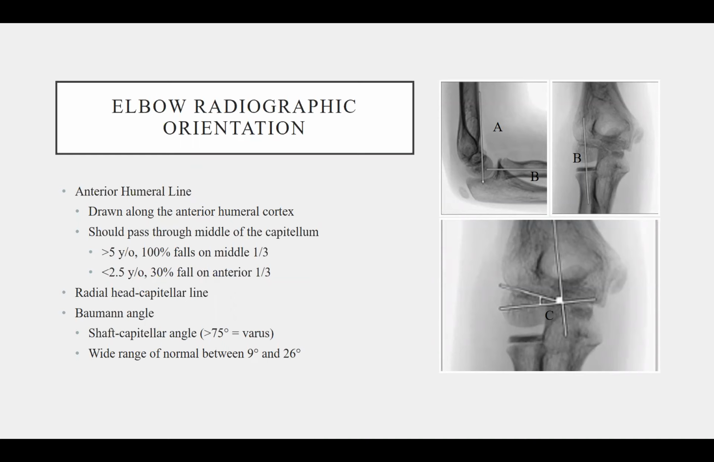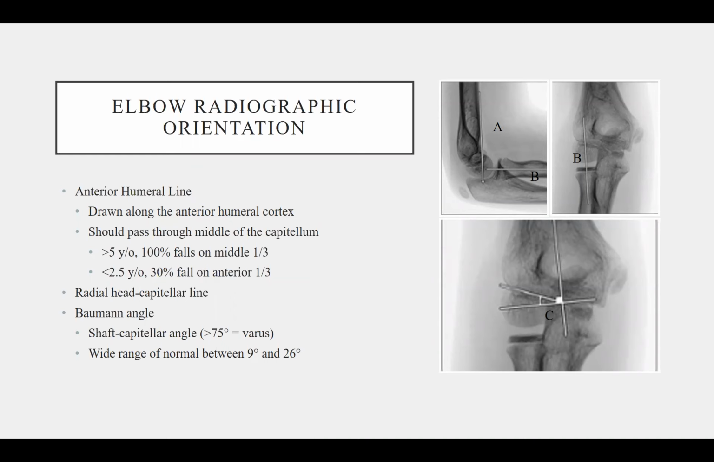This line should bisect the middle third of the capitellum in a child older than 2.5 years old, but in younger children, it may intersect the anterior third of the capitellum. This is because the capitellum is not significantly ossified at that time, so the line falls a little bit anteriorly. In children older than 5 years old, almost 100% have anterior humeral lines that bisect the middle third of the capitellum, as long as you have a good lateral X-ray.